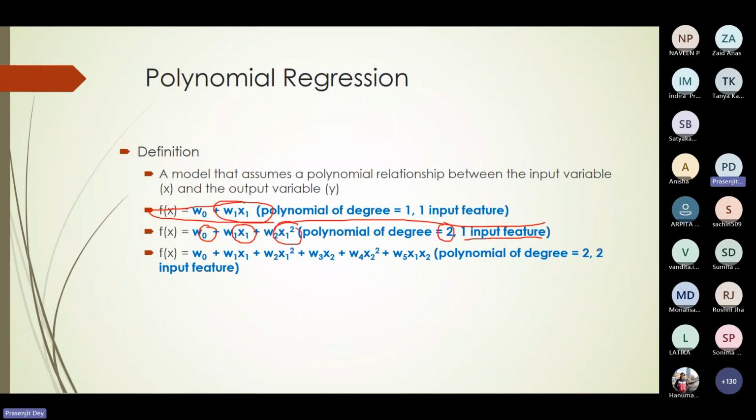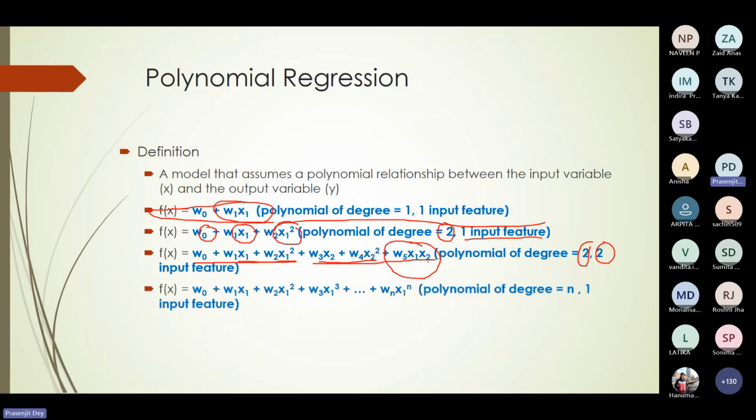Now, if I consider a polynomial with degree 2 and the number of input features also 2, there will be two features x1 and x2, where I am considering all the degrees of x1: degree 0, degree 1, degree 2, and for x2 also degree 0, degree 1, and degree 2. And obviously all the combinations of the features will be there. So you can understand how complex it will become if I want to make a generic equation.